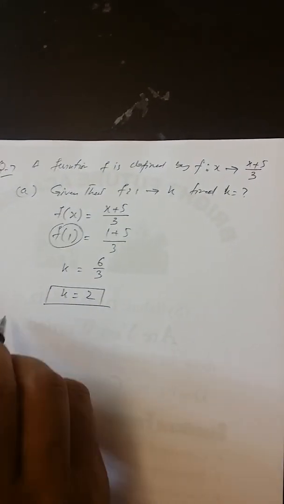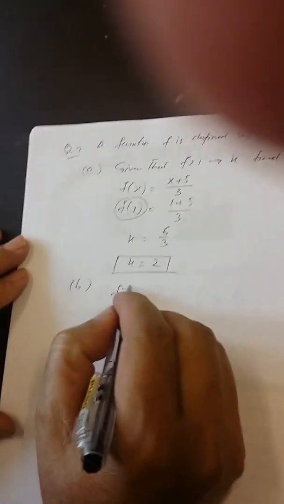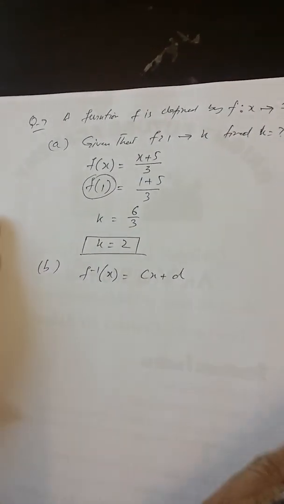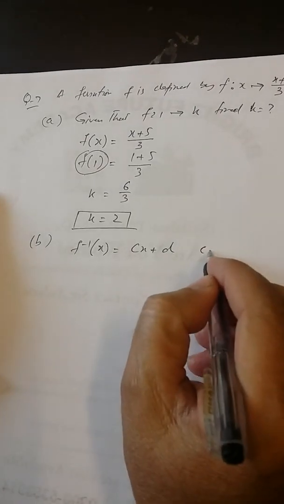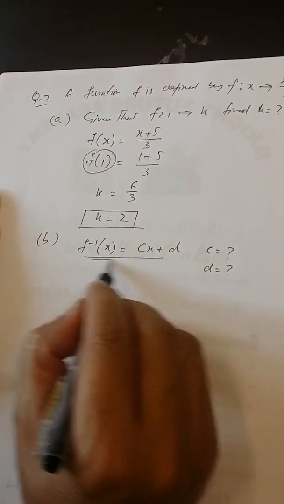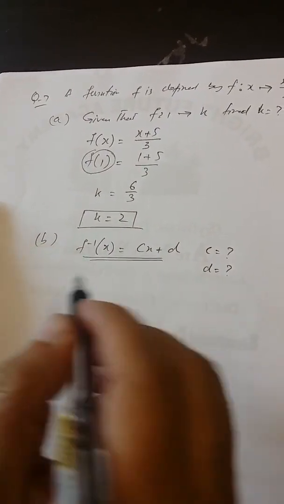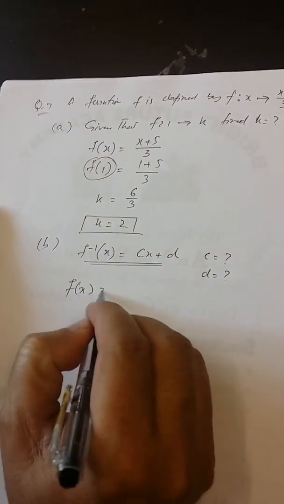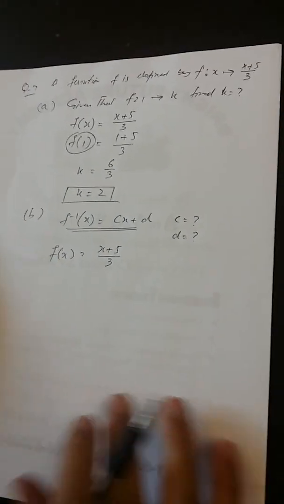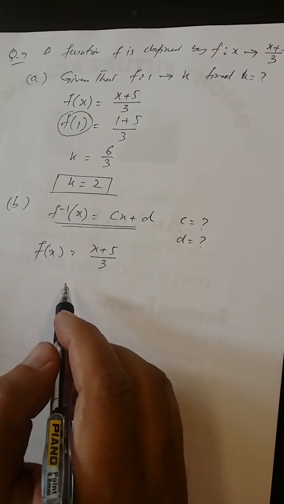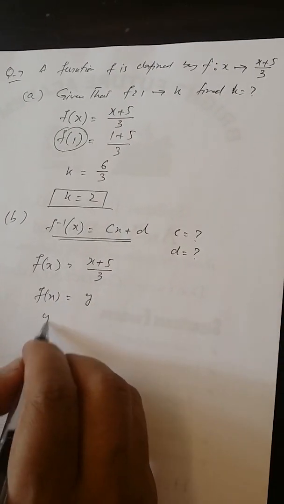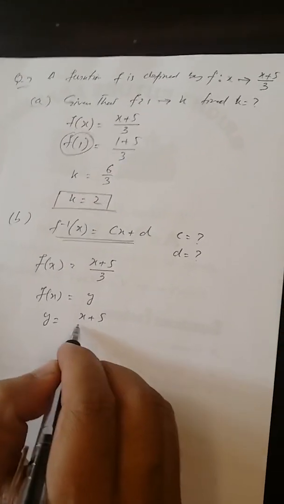In part B, f inverse of x is equal to cx plus d. Find the value of c and d. Now this is the inverse function which has been provided in the question. So we have the positive function which is like that. First of all, find the inverse of the function which is provided in the question. So f of x will be equal to y. Y is equal to (x plus 5) upon 3.